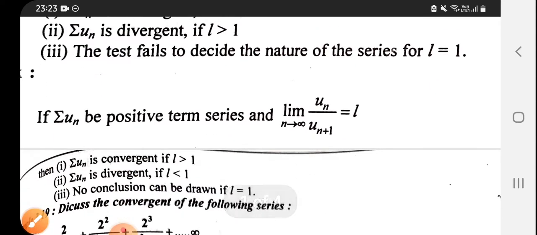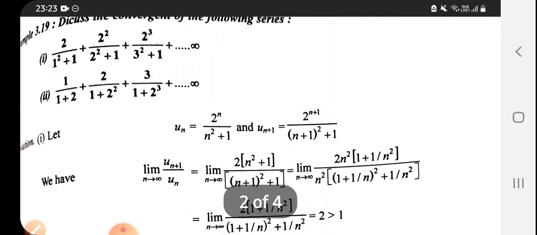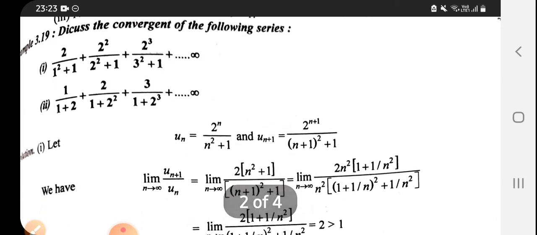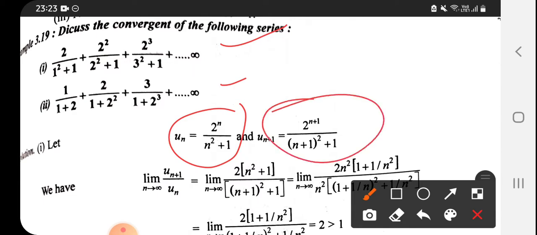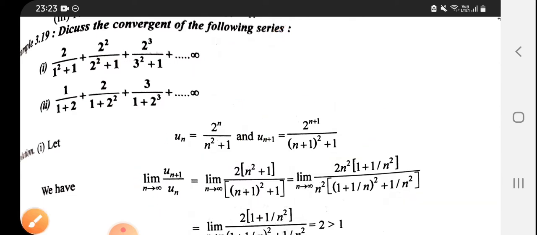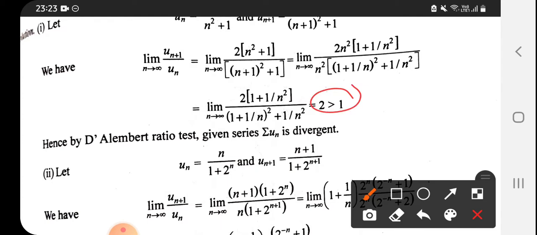If summation un is a positive term series, then we get this, which we already discussed in the convergence of the series. This is the general term un. This is un plus 1. We find this ratio, and after simplifying this we get 2, which is greater than 1. That's why this series is divergent.